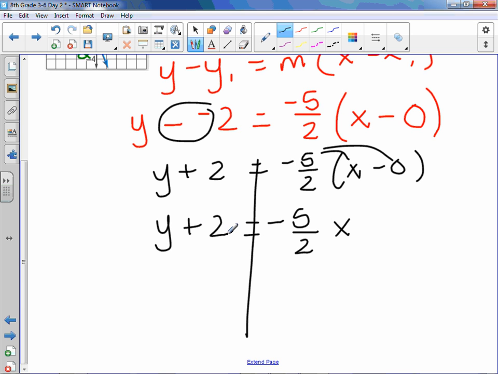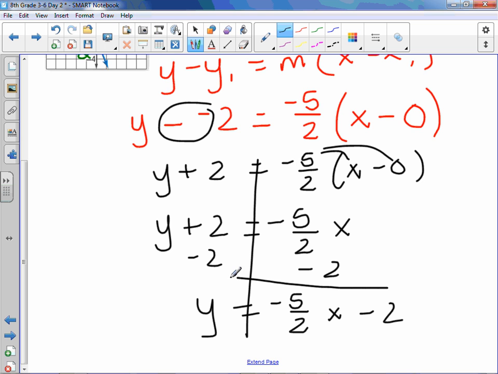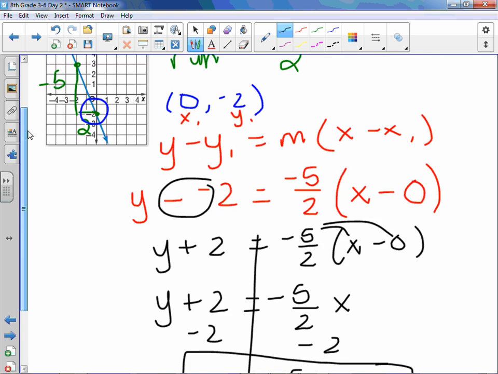Now slope-intercept form is y equals mx plus b. Y equals, therefore y must be by itself. So I will get rid of this 2. Y equals negative 5 halves x minus 2. Now in slope-intercept form, it doesn't matter if you have fractions or negatives or positives. It doesn't matter as long as your y is by itself. So that is the equation of this line.